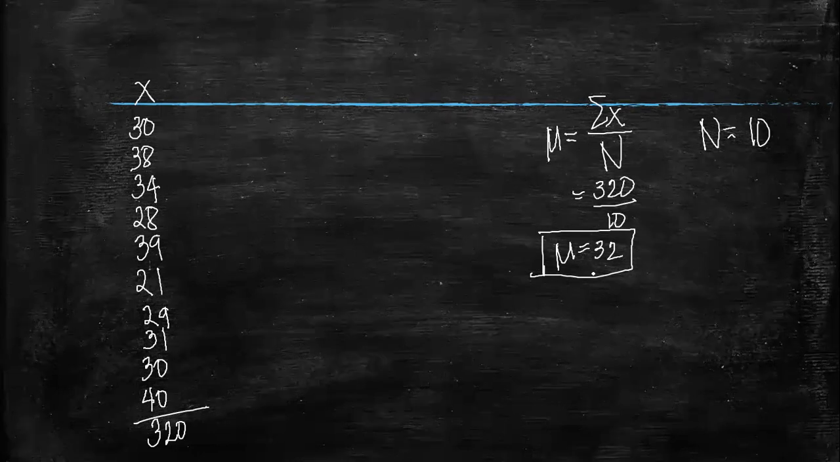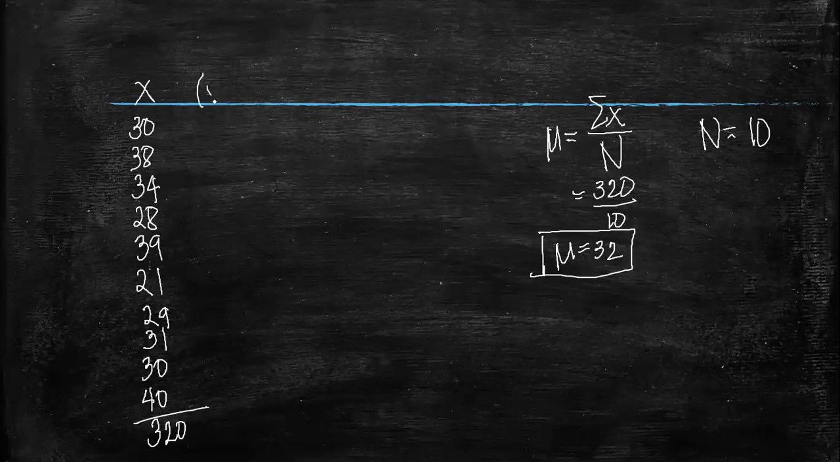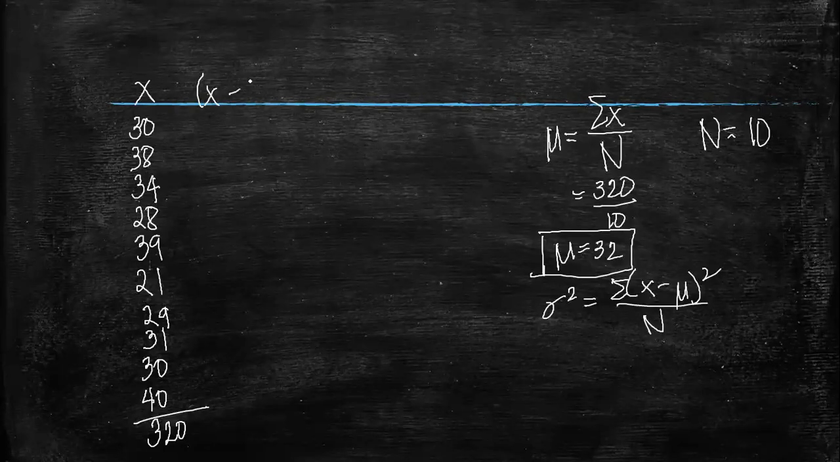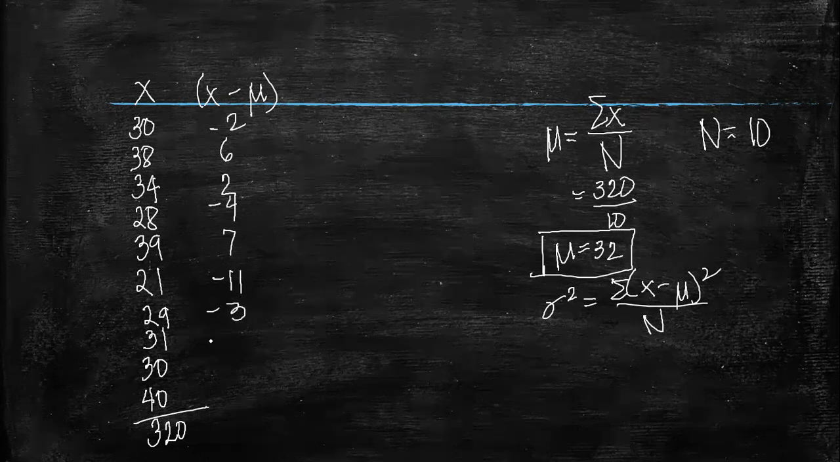So, ito na nga. Meron na tayong mean. I-solve na natin yung ating variance. So, our variance is the summation of x minus the mu squared over n. Okay? So, x minus the mu, we have 32 as our mu. So, kunin natin yung mga difference. So, we have negative 2, 6, 6, 2, negative 4, 7, negative 11, 3, negative 1, negative 2, and 8. Tama? Okay. So, x minus mu squared.